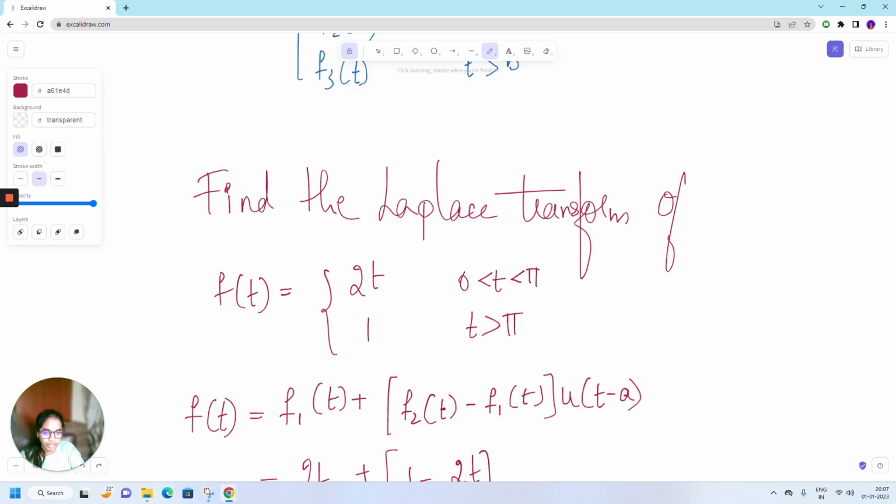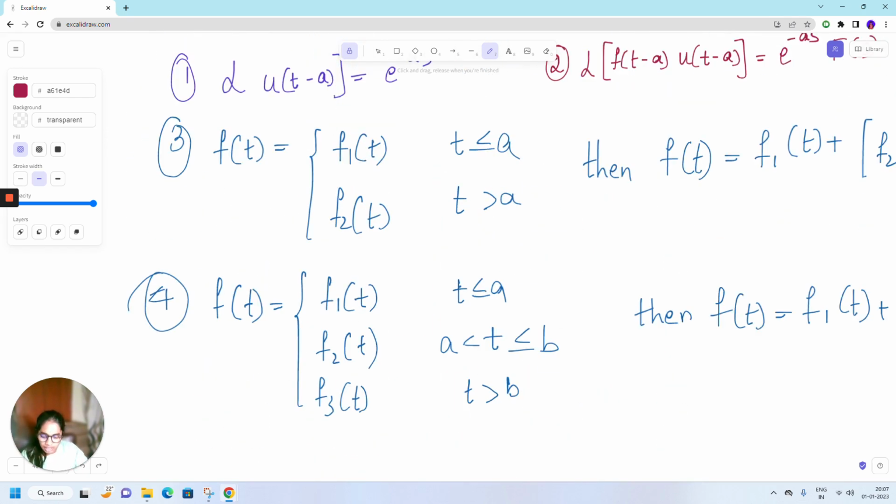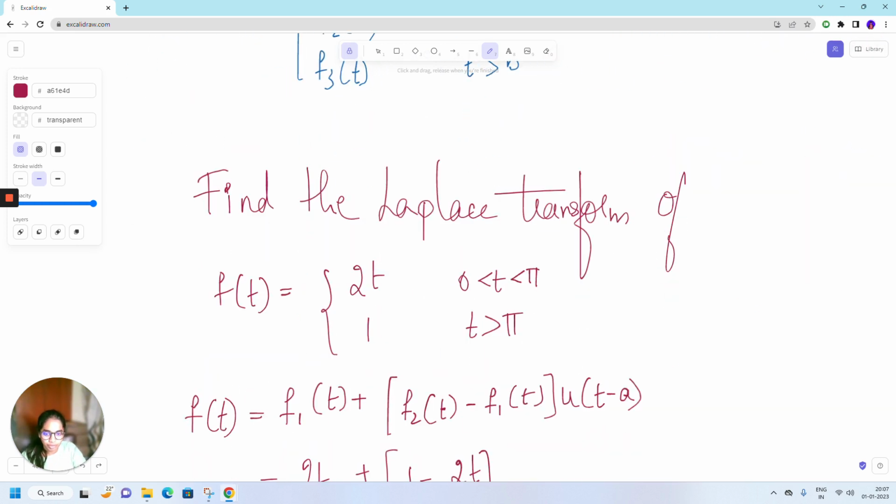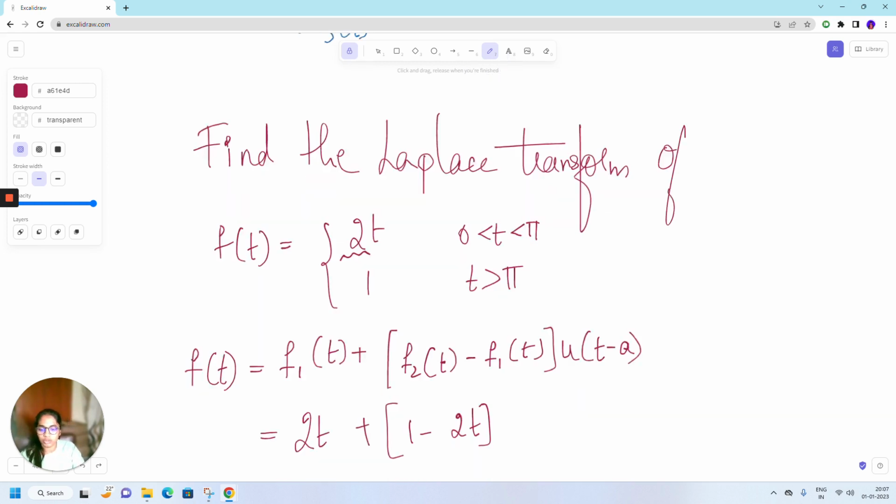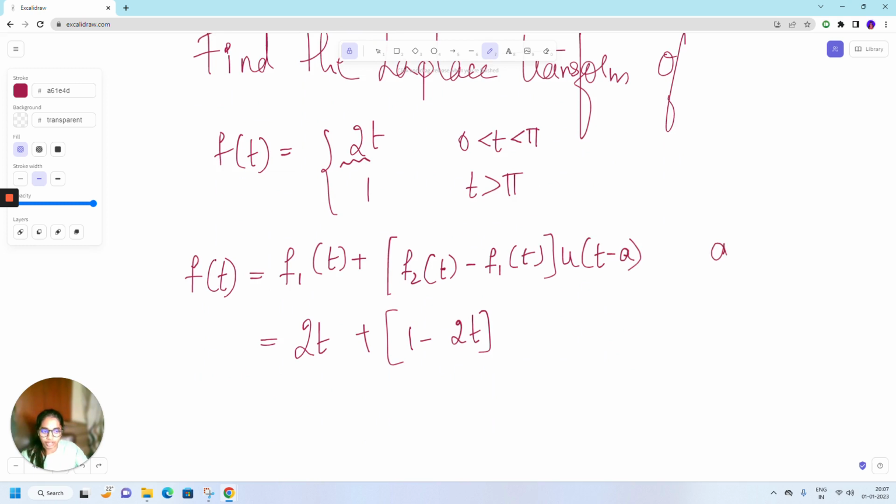What do we have in place of a? Observe the property. We have t less than or equal to a and t greater than a. In the question, for f1 of t, we have t less than pi, and for f2 of t, we have t greater than pi. So what is the value of a? In place of a I have pi, so the value of a is pi. So what should I write here? U of t minus pi.